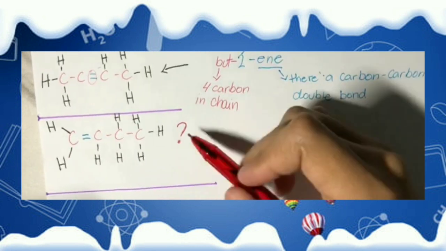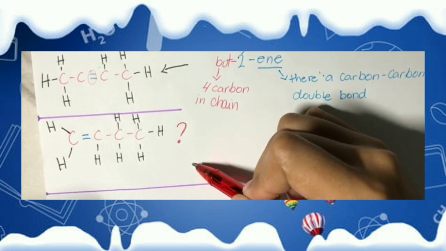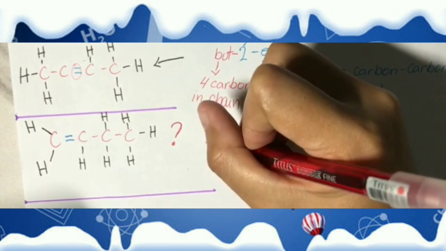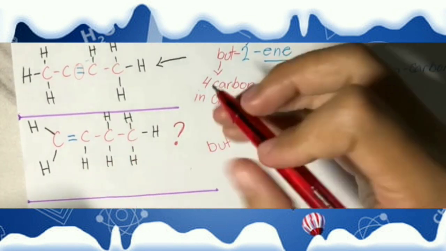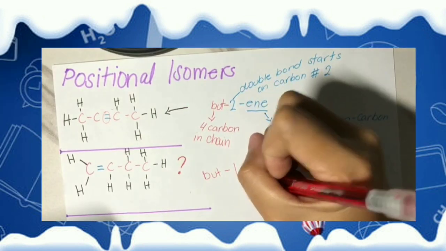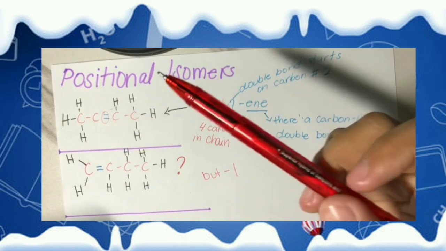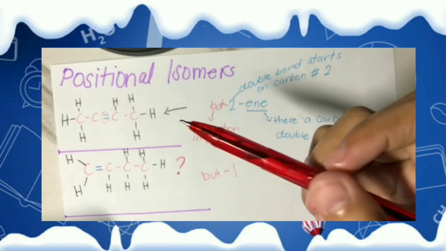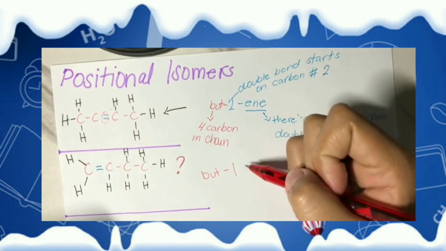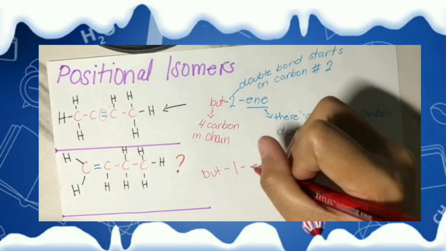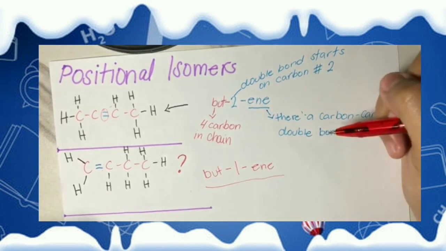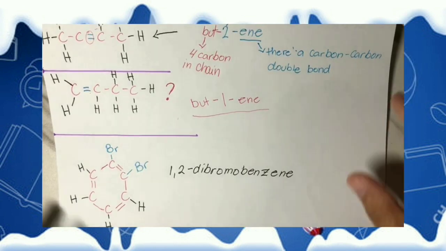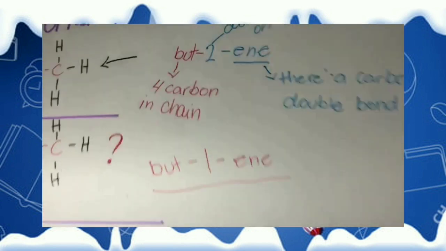So, let's take another example and try to answer. But, because there are 4 carbons in a chain, and the 1 is the carbon where the double bond starts, on carbon number 1. The ene is there because there is a carbon-carbon double bond also. So the answer is this, but-1-ene. Here is another example of positional isomerism.